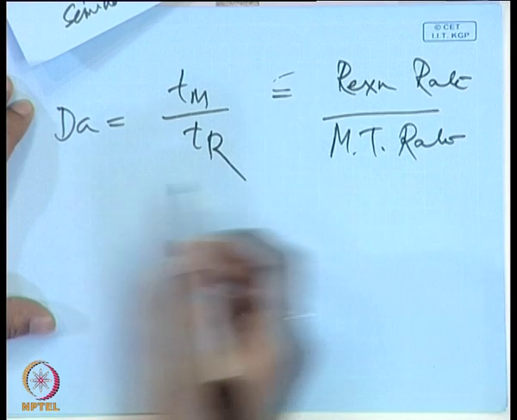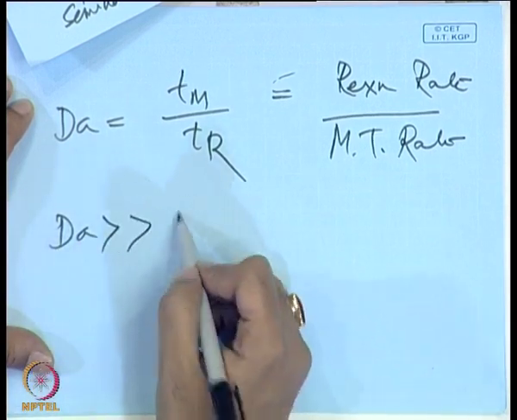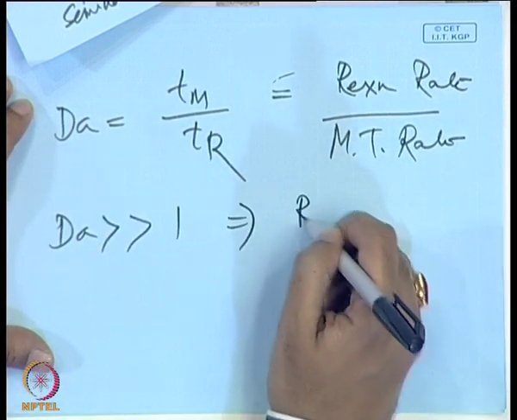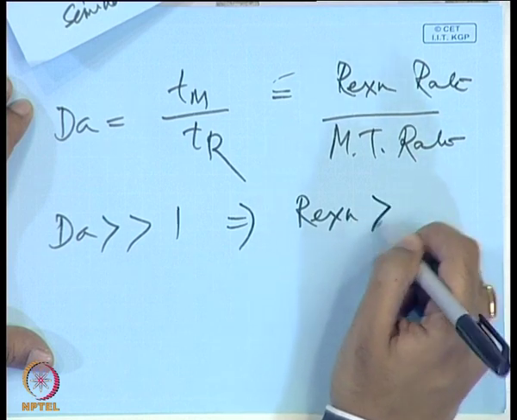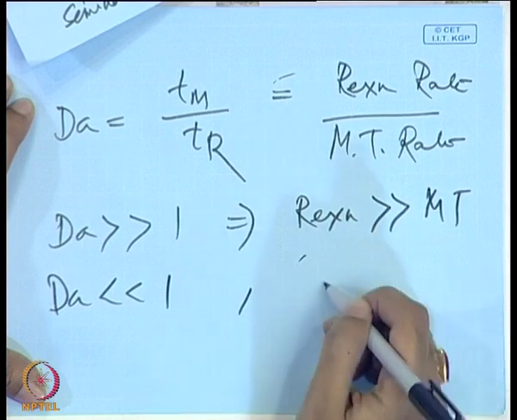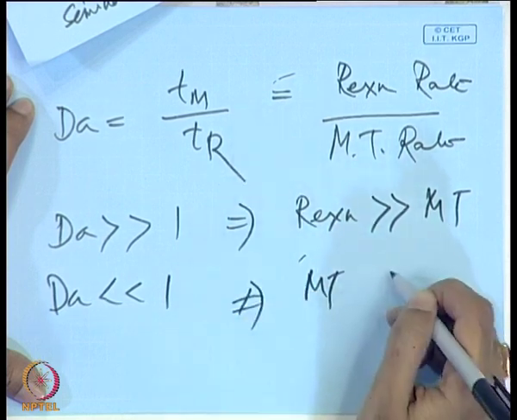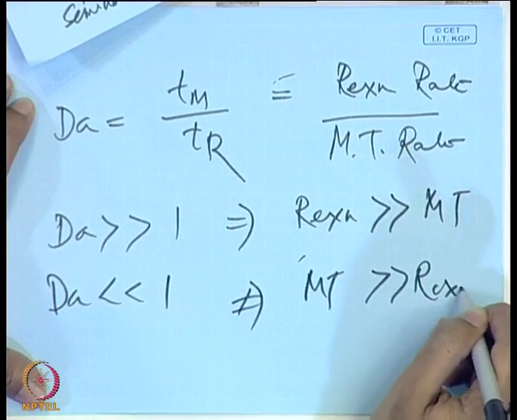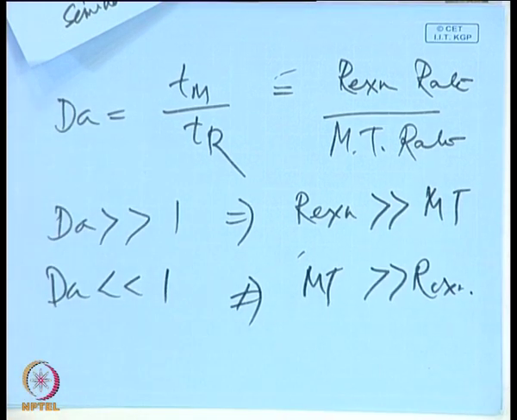So if my Damkohler number is much greater than 1, it means that reaction is much faster than mass transfer. If this is much less than 1, it means mass transfer is much faster than reaction. Right? So based on this, we can get the two asymptotes of mass transfer limitations and reaction limitations.